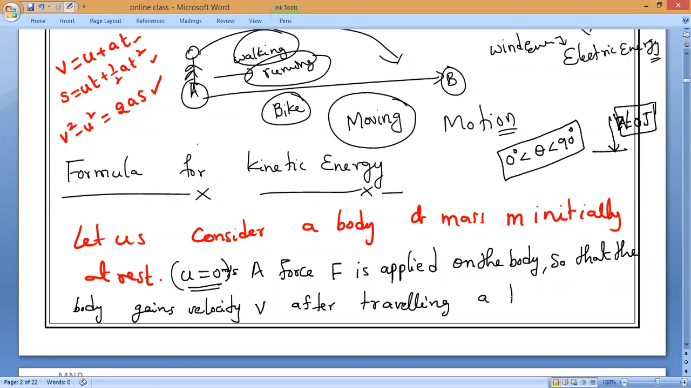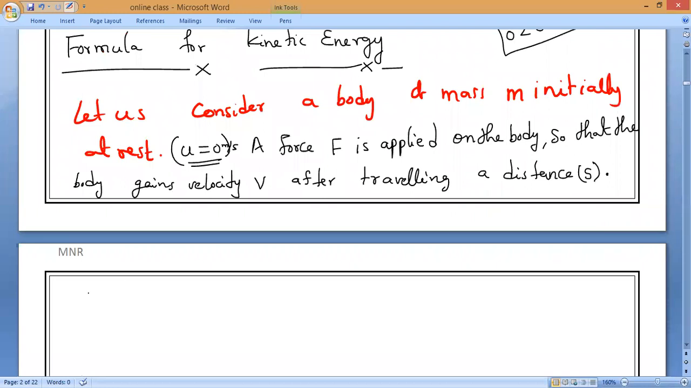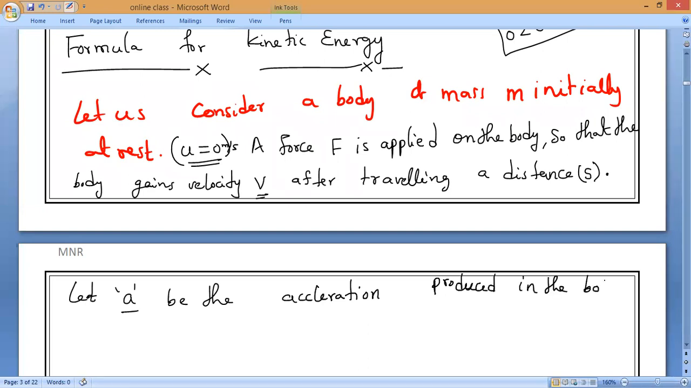After traveling a distance. What is the symbol of distance? Nimish? Okay, that is what you have to remember. Now, let a be the, what do you mean by a? You all know the terminology. Change in velocity from 0 to final velocity V is called what? Acceleration. Let a be the acceleration produced in the body. Is it okay, Gokul? All of you? Yes, sir.